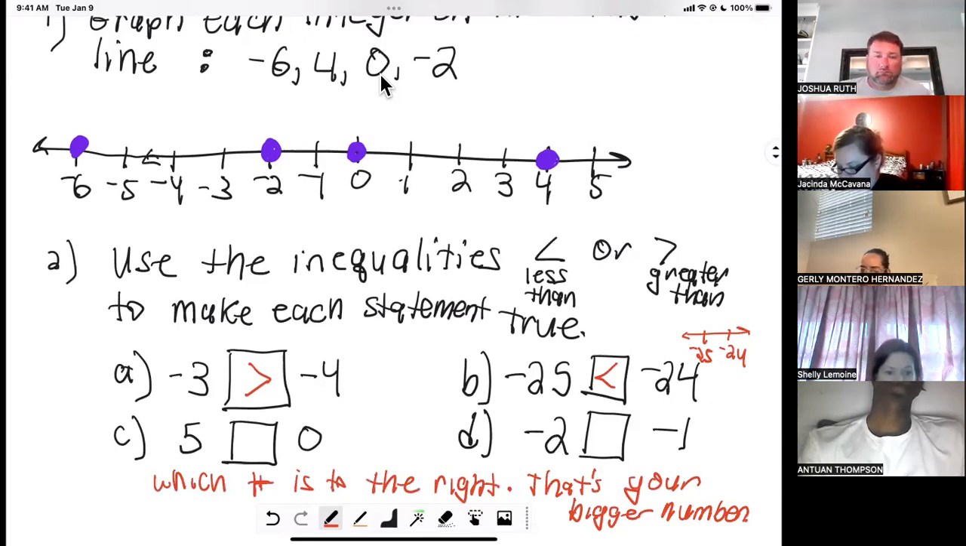Notice if you look at 5 and 0, 5 is to the right, right? So 5 is definitely the bigger number. 5 is greater than 0.